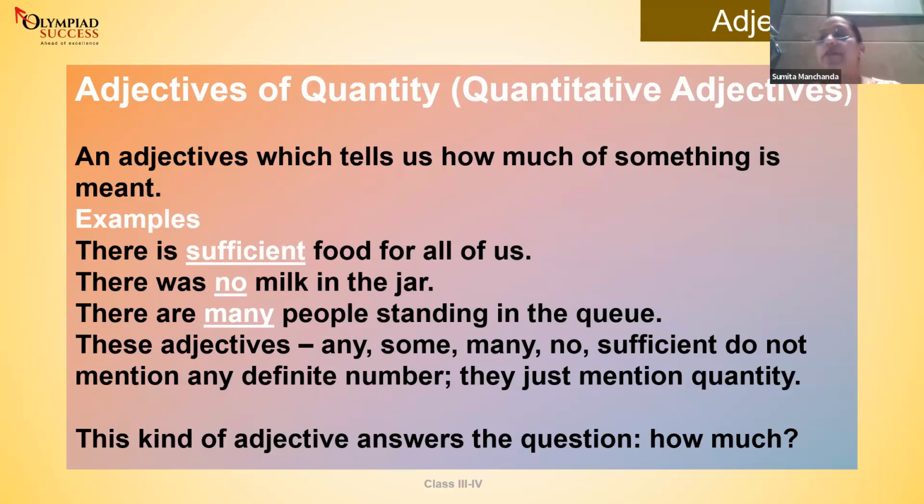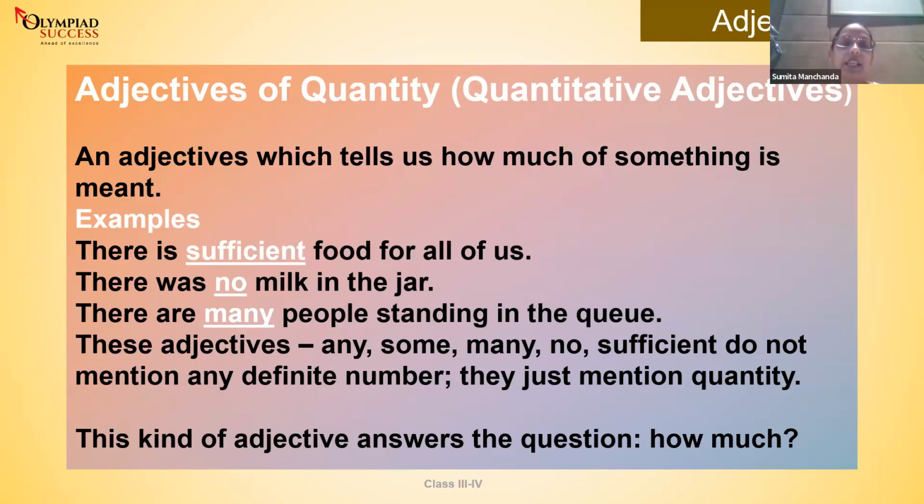Now, children, there is a difference. When I say how many, many goes with number, adjective of number. When we talk about adjective of quantity, we always go with the question, how much of something. When I say there is sufficient food for all of us, see, food is something which we can't count. One more thing you need to understand: quantities are always uncountable. You can't count them.